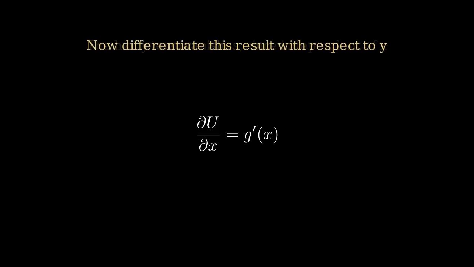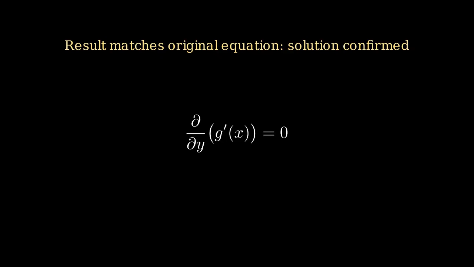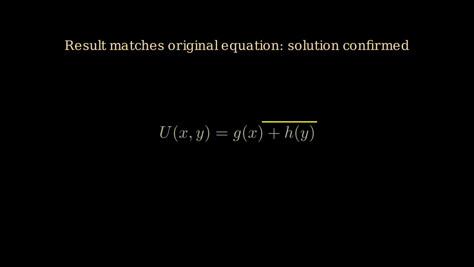Now we differentiate this result with respect to y. Since g'(x) does not depend on y, this term also vanishes. This leaves us with ∂²u/∂x∂y = 0, which matches our original equation exactly. So the solution u(x, y) = g(x) + h(y) is confirmed correct.